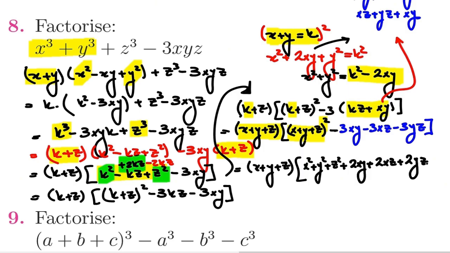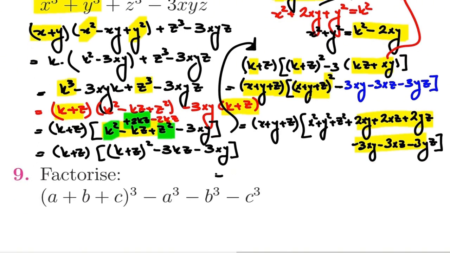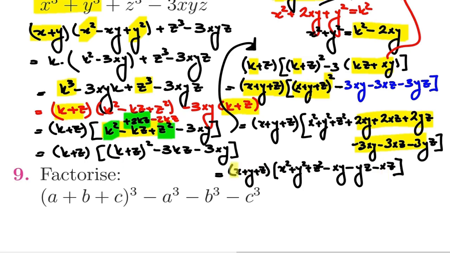What else is added to these here? There's minus 3xy, minus 3xz, and minus 3yz. When I add these up, it becomes minus xy, minus xz, minus yz. So, the question is finished, and it has come to this form. X plus y plus z times x squared plus y squared plus z squared minus xy minus yz minus xz. It was asking to factorize it, and this was the answer.